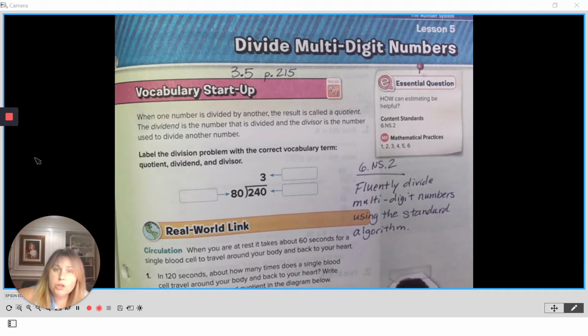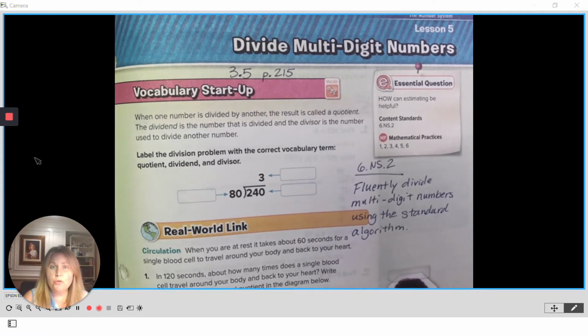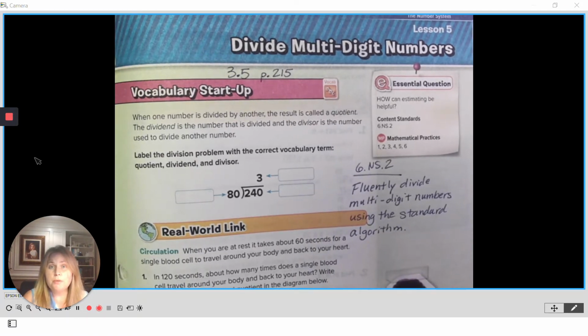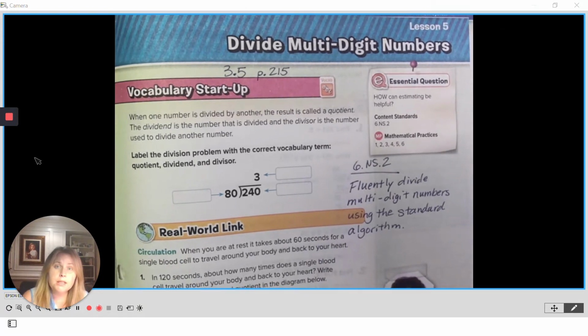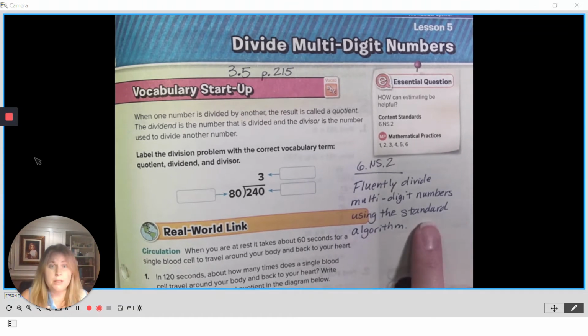And we will actually start by building on what you learned in 5th grade with using remainders. So we'll eventually move away from using remainders, but for today we will still be working with remainders. And in 6th grade we will be using the standard algorithm.